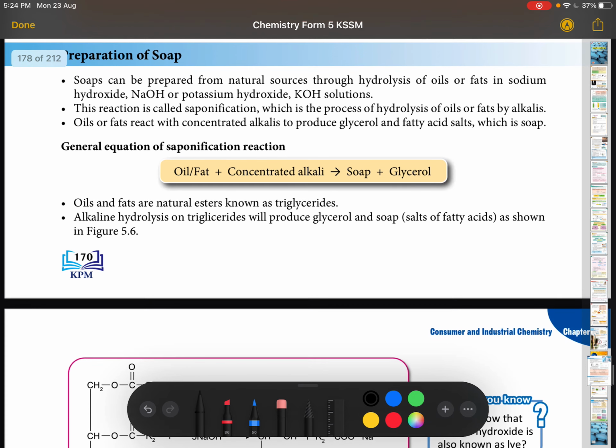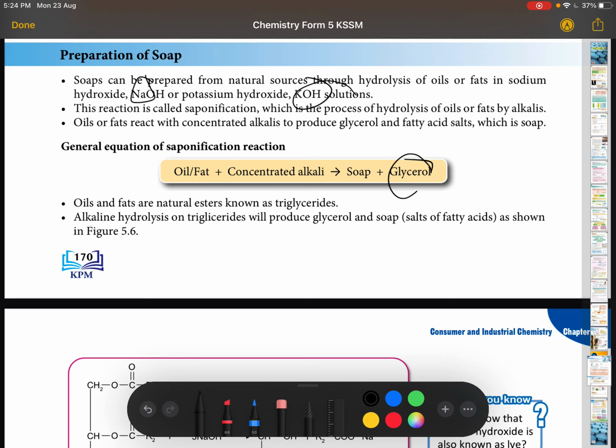So how do you prepare soap and detergent? For soap, you mix the oil and or fat with alkali, so it has to contain sodium or potassium. You mix them with either NaOH or KOH, and then you will get soap and glycerol. Glycerol is your byproduct. Oil and fats are natural esters known as triglycerides. If you remember the chapter from UEC Senior 1, you'll know what triglycerides are.